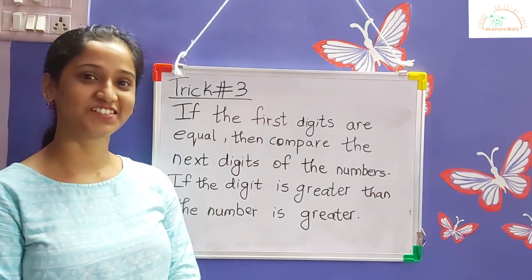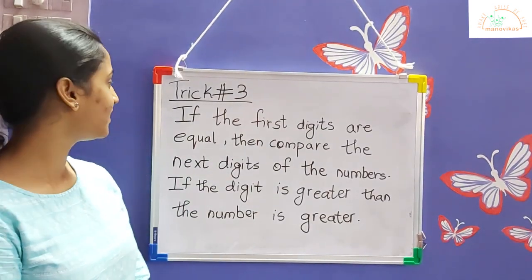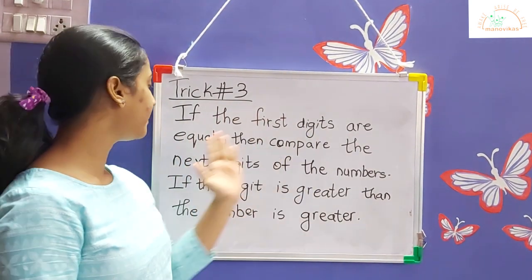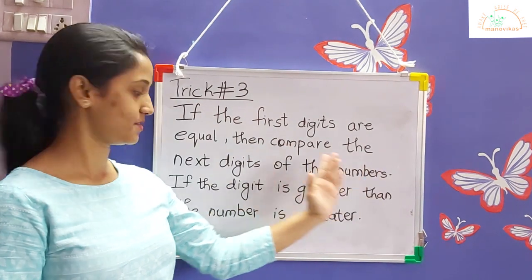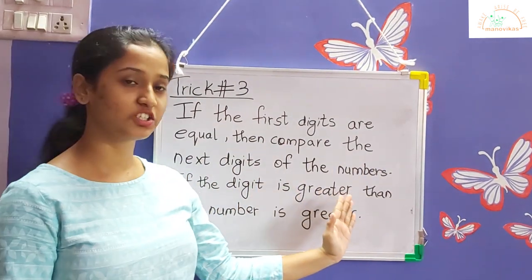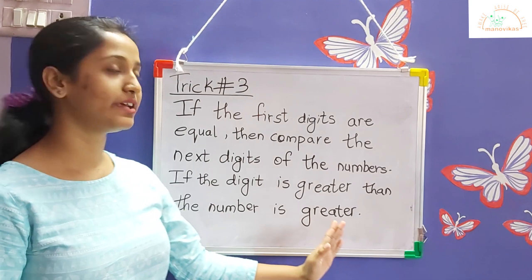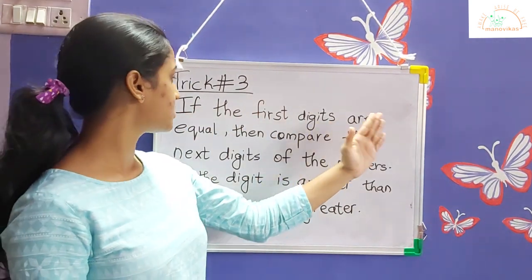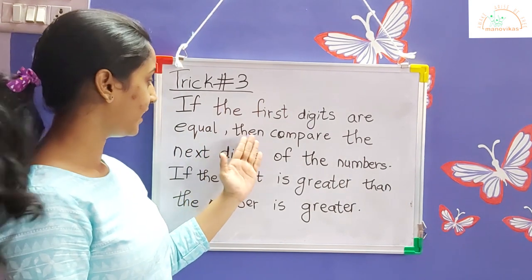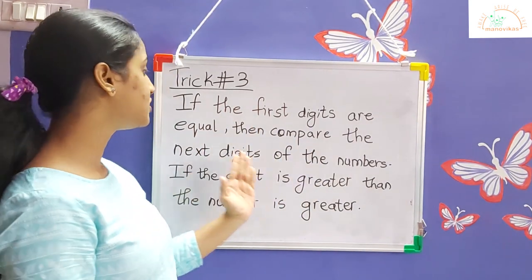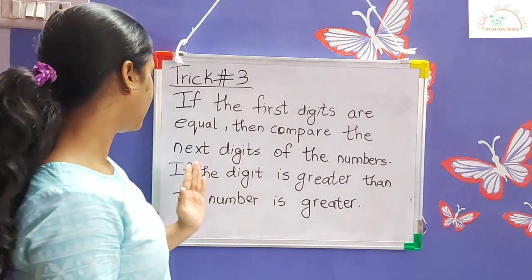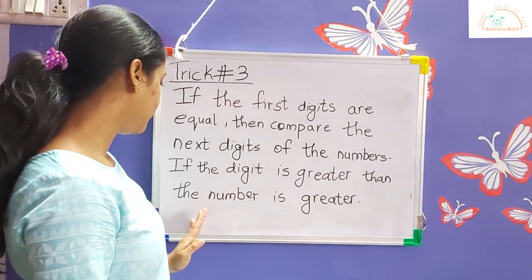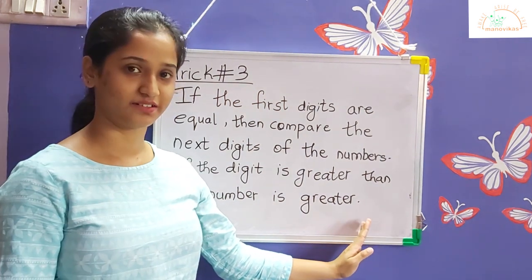Moving on to the third trick. Let us read the third trick now. If the first digits are equal, then compare the next digit of the numbers. If the digit is greater, then the number is greater. I repeat, if the first digits are equal, then compare the next digits of the number. If the digit is greater, then the number is greater.